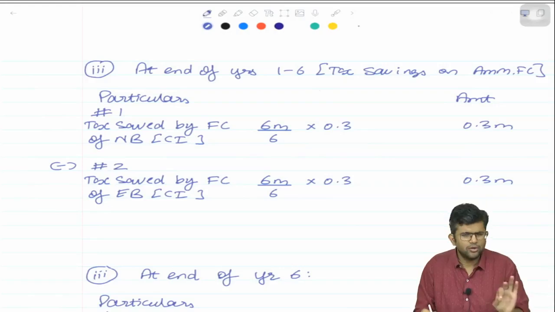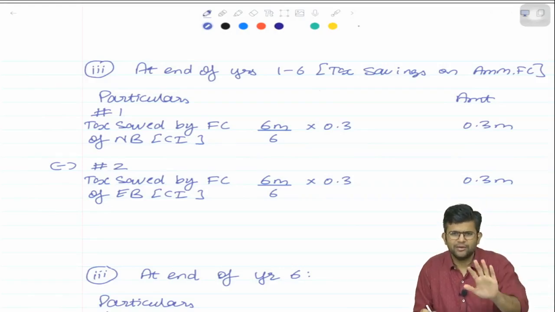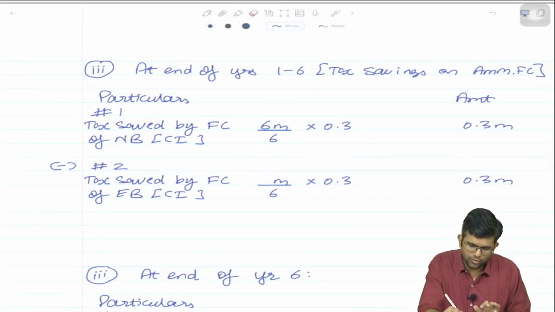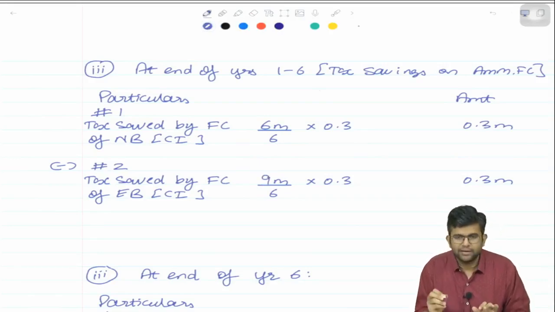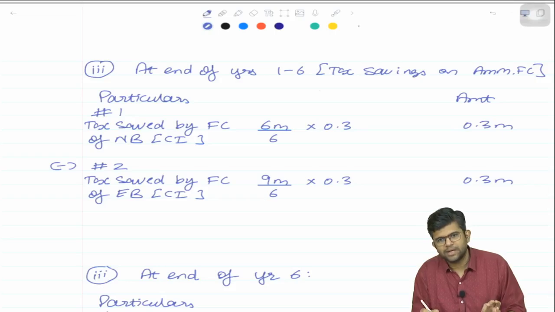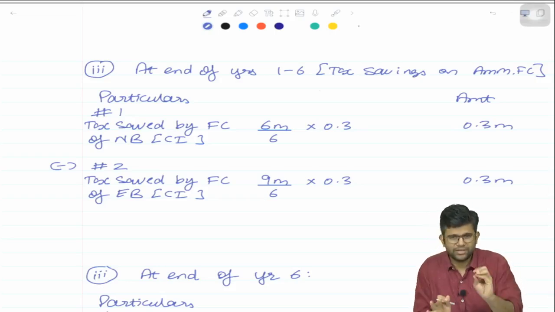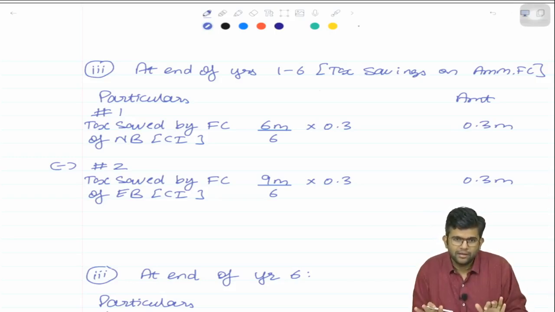And students, don't read the question right now. This amount given to you is 9 million. Are you listening? This amount given to you is 9 million. I will read the question in some time. Just trust me on this. Right now they have given to you 9 million. Everyone clear?